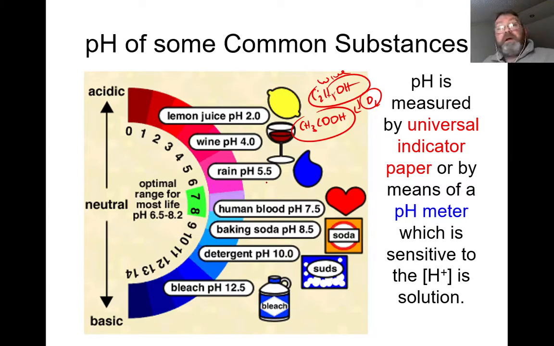Rainwater, 5.5, naturally. Now, this isn't acid rain. Acid rain has a pH of about 3 or 2, okay? This is the natural rainwater, because when you let water down through carbon dioxide, which is naturally in the air, when these two combine, they form H2CO3, which is carbonic acid, which has a pH of about 5.5, okay? Human blood, very, very slightly above neutral, roughly about 7.5, so it's slightly basic. Baking soda, 8.5, detergent, 10, and bleach is 12.